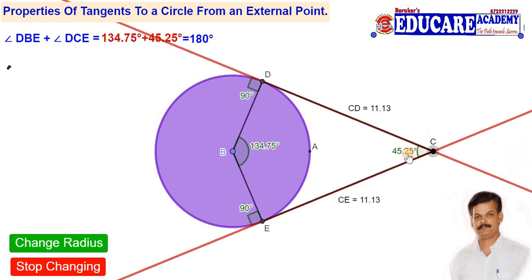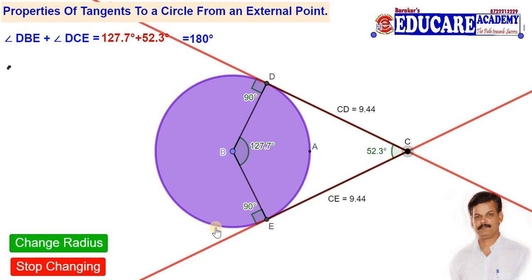Now we have one more property. These two tangents have made two angles. One angle is between the tangents themselves and another angle is created at the center of the circle. Now if you observe these two angles, one is angle DBE and another one is angle DCE. These two angles are always supplementary to each other. What is the meaning of this? The sum of these two angles is always 180 degrees. This is the last property that you have to understand.